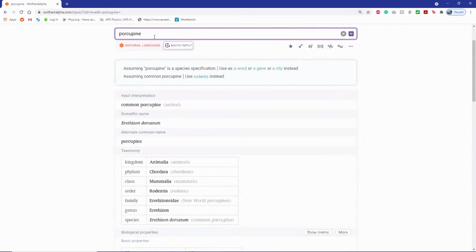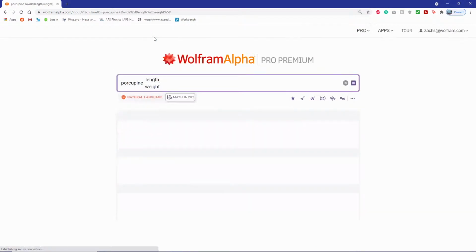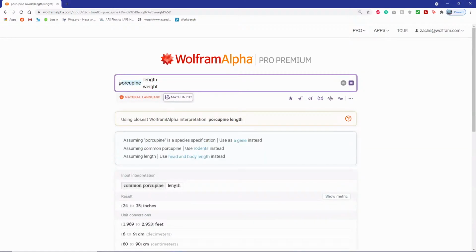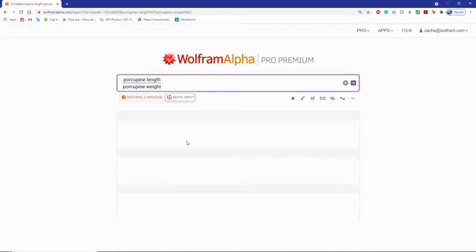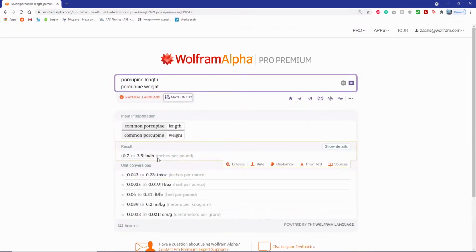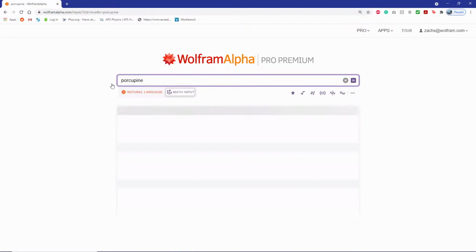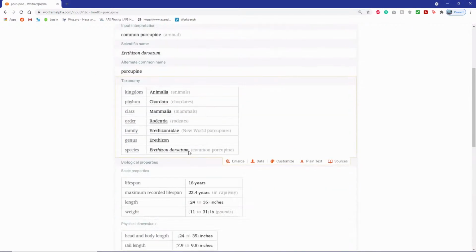We could try porcupine length divided by porcupine weight. I wonder if it's going to be confused. Oh, it was confused. Let me try porcupine length divided by porcupine weight. Yeah, this is probably how you do it. Look at that. Wow, I'm sure this number is very meaningful. It's inches per pound. So if you wanted to, you could compare this number for different animals, to see which has a higher length to mass ratio. It's pretty cool stuff.